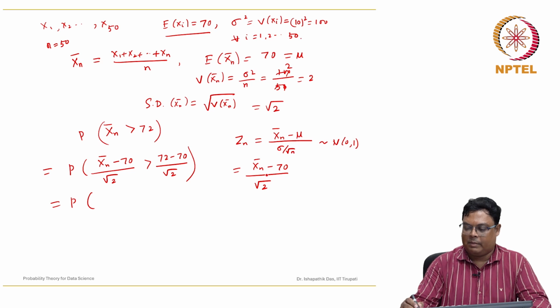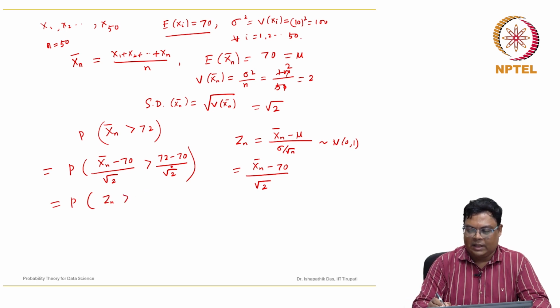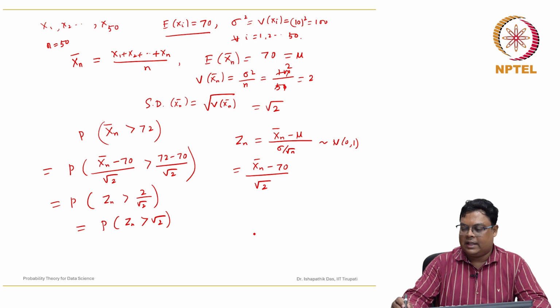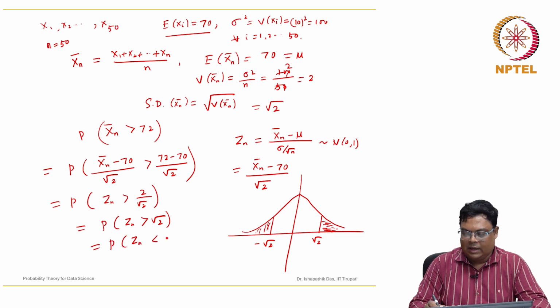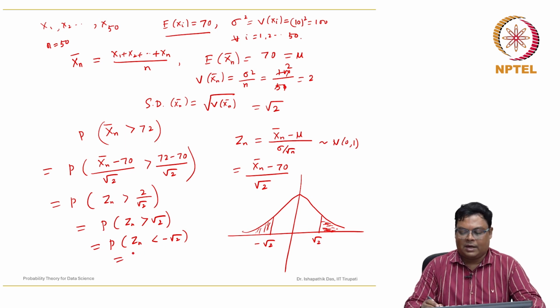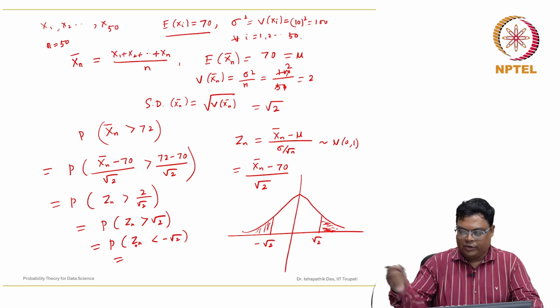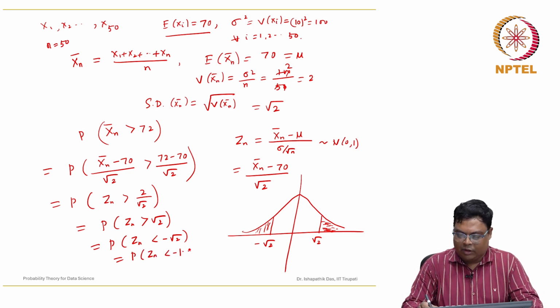This is numerically a bit complicated, but we will find it out. This is Zn, so Zn is greater than (72 minus 70) by root 2, which is the probability that Zn is greater than root 2. Now we know that Zn is approximately normal 0,1. Zn greater than root 2, approximately 1.414, is some area here. By symmetry, the probability that Zn is greater than root 2 is the same as the probability that Zn is less than minus root 2, so we take the approximate value, Zn less than minus 1.414.